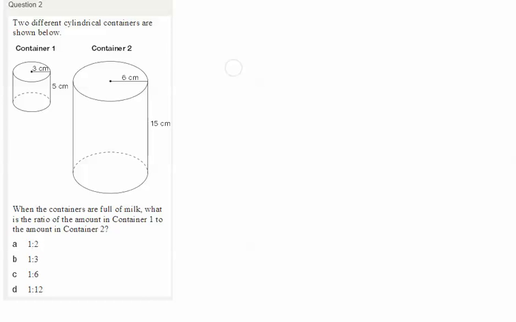Okay, here's how we do this question. So we have two different cylindrical containers, and it says when the containers are full of milk, what's the ratio in the amount in container 1 to the amount in container 2? So since we're talking about amounts of liquids in a cylinder, I think we're talking about volume here. So let's compare the volume of container 1 with container 2's volume of milk.